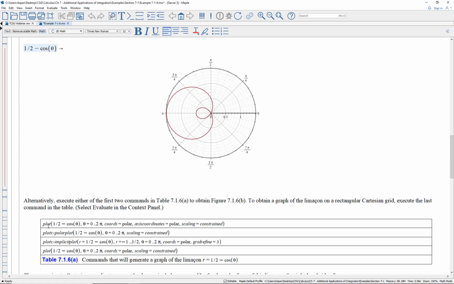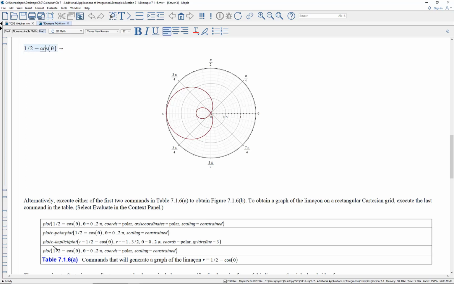So if you use the plot command, you would just put in the right-hand side. Theta goes from 0 to 2 pi. The coordinates are polar, but the axis coordinates are also polar. That's what generates this set of axes. And I've picked scaling equals constrained so that this looks with the appropriate shape. Now, in the plots package, there is a command polarplot. Give it the right-hand side, r equals the right-hand side, 0 to 2 pi, scaling equals constrained, you would get this picture.